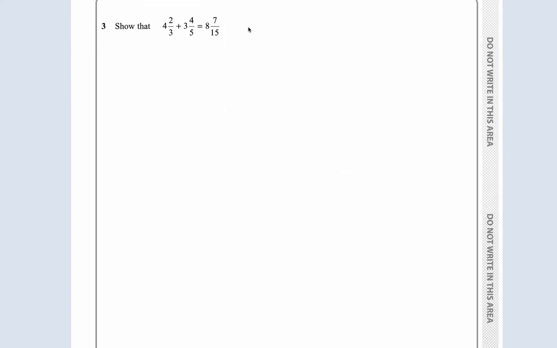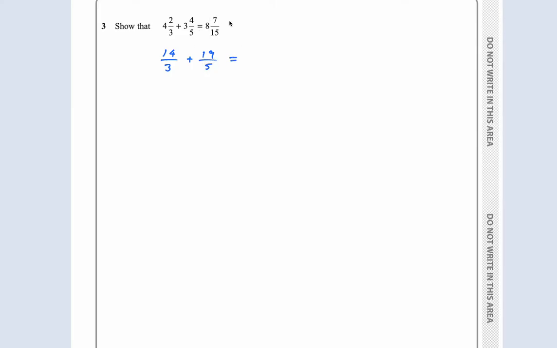Show that this plus this equals this. Okay guys, hopefully we can all do these. I've seen these questions so many times. Change to improper fraction. 3 times 4 is 12. 12 plus 2 is 14, so it's 14 over 3. Plus 5 times 3 is 15. 15 plus 4 is 19 over 5.